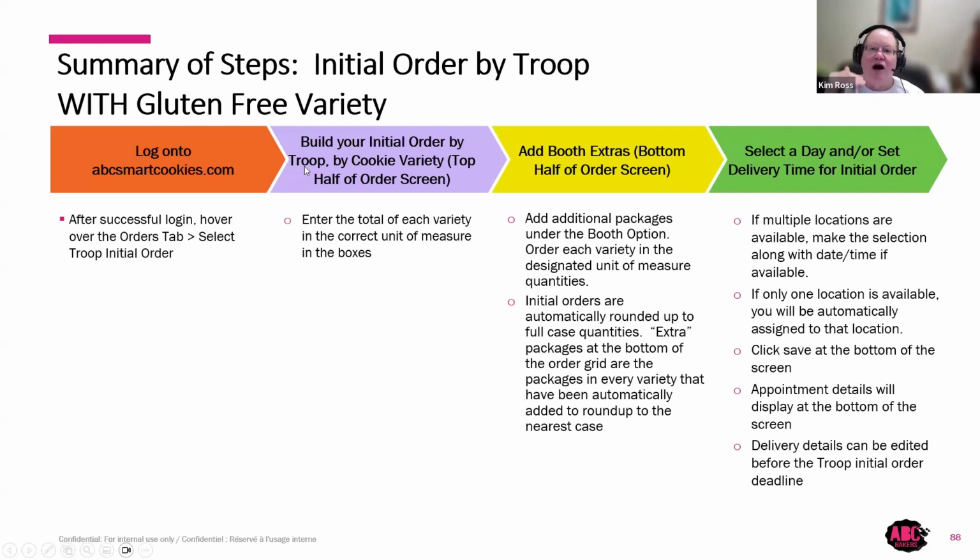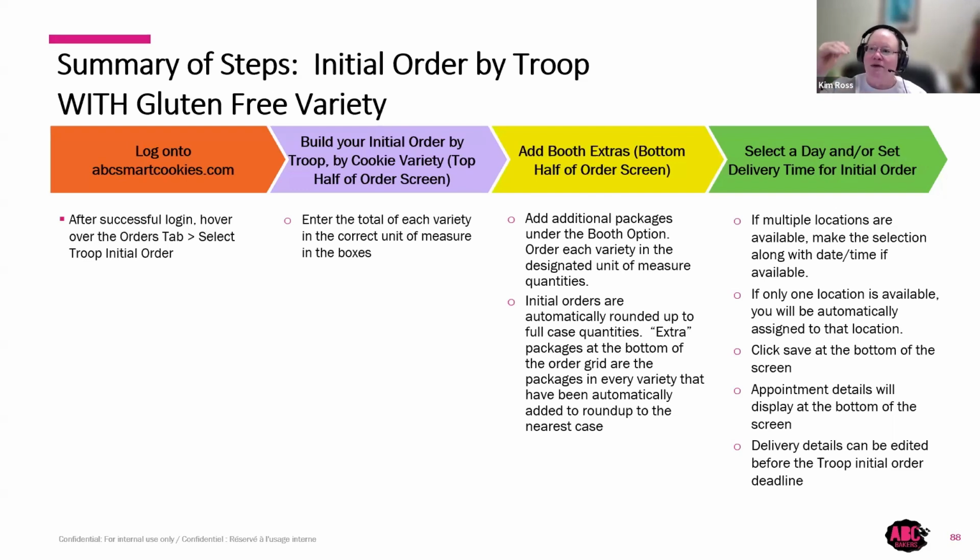Then once you've entered in all of the cookies that the girls need, on the second half of the screen, that's the bottom half, and you scroll down, that's where you add your booth extras. This is additional packages under the booth option. So you'll order each variety in the designated unit of measure again. So, 4 cases and 8 packages or whatever it is to get to the total that you want.